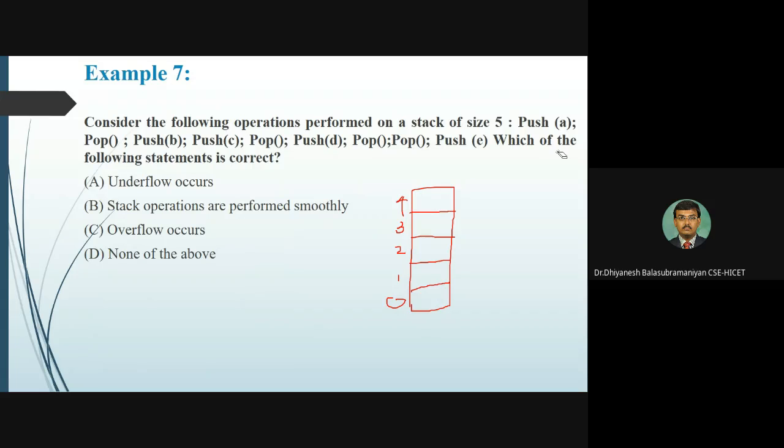So they didn't ask for the popping arrangement of data. Simply, which of the following statements is correct? So no need to record the popped element. Next, push B, B is inserted. Next, push C, C is inserted. Next, pop, so you need to delete C alone, no need to delete B. Next, push D. Next, pop pop means we need to perform two pop operations. First we need to delete D, next we need to delete B. Next push E. So the stack contains one element.